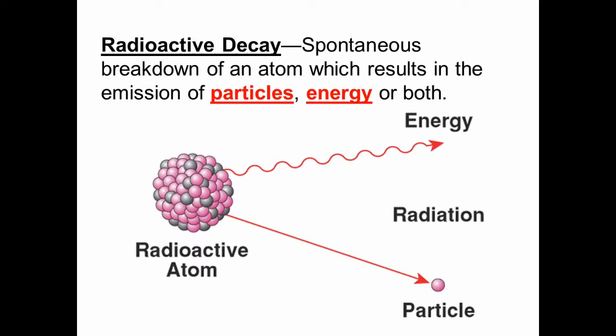Okay, so what is this decaying business? When something is decaying, it's really emitting particles, energy, or both. The atom is falling apart. If your body were like the nucleus of an atom and you were decaying, this is what would happen to you.